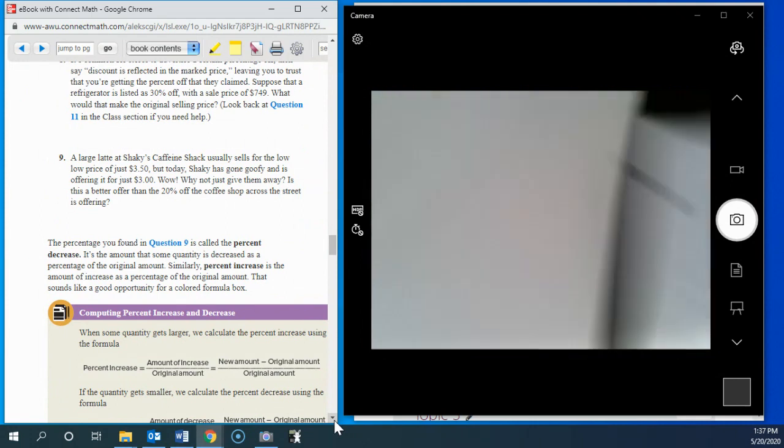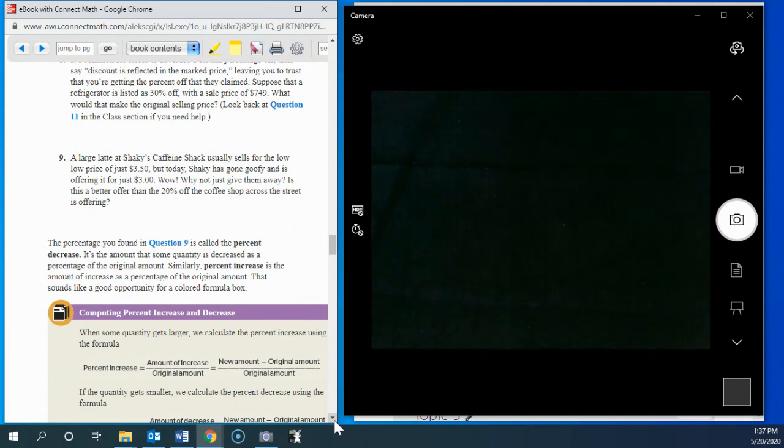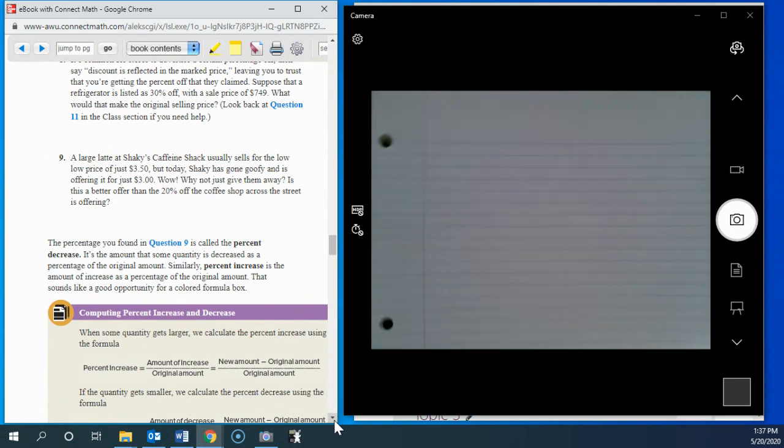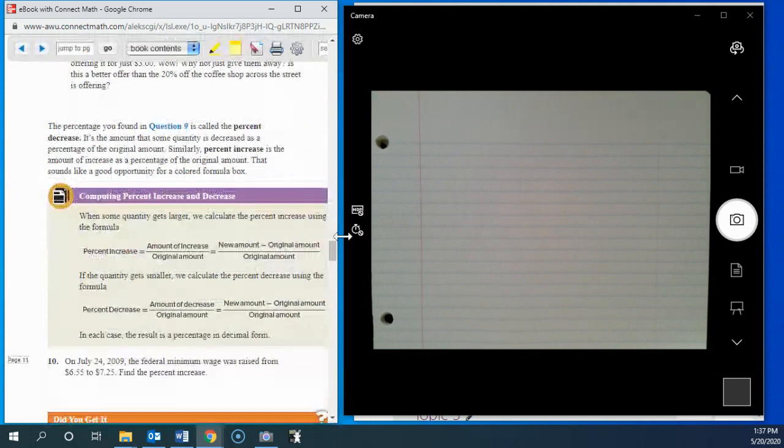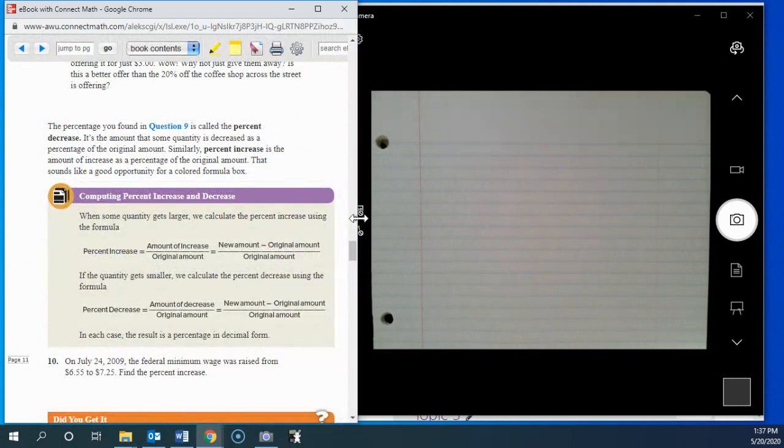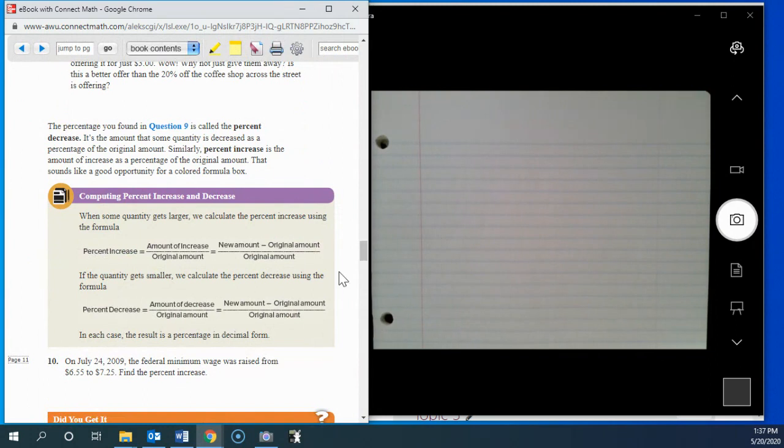So now, I told you all in the last class period, every time we go through some of these pages in the course pack, when you see these boxes, you need to pay attention to them, because typically they have some type of benefit to the lesson. It says computing percent increase and decrease. When some quantities get larger, we calculate the percent increase using the formula. Percent increase is the amount of increase divided by the original amount. So it's the new amount minus the original amount divided by the original amount.